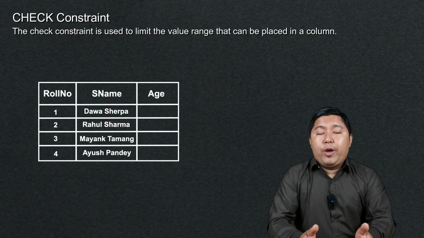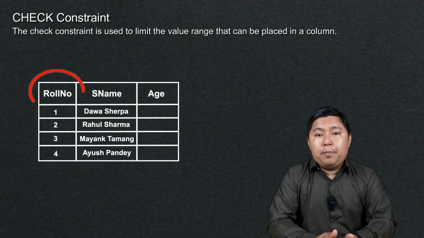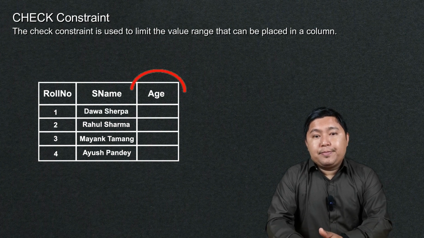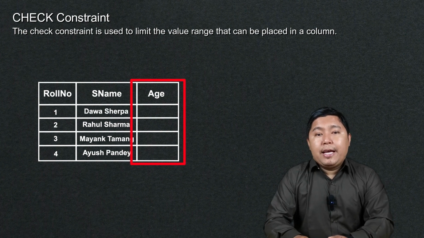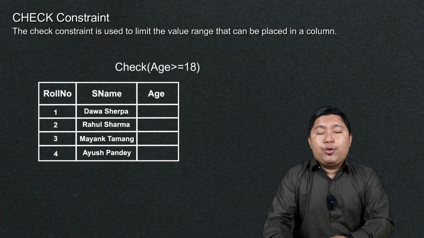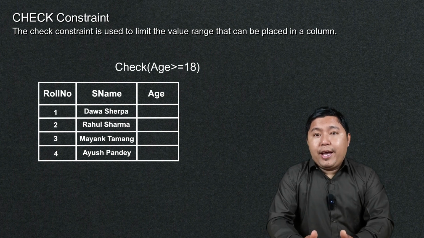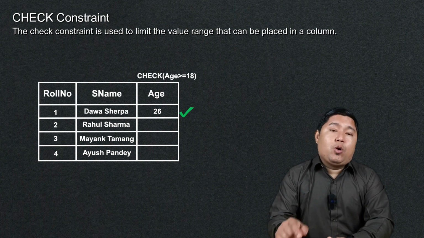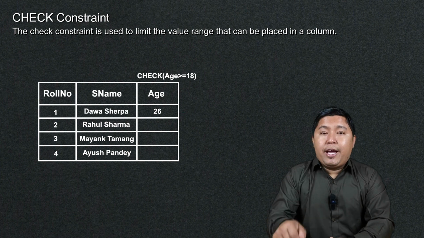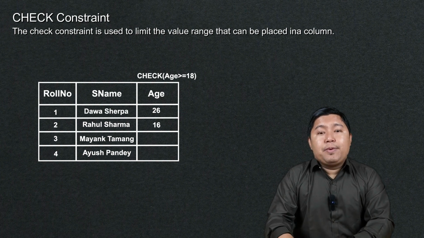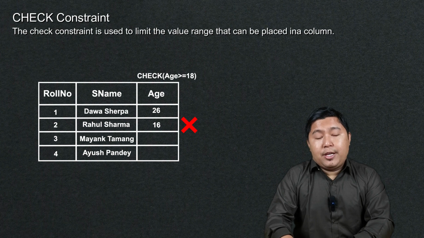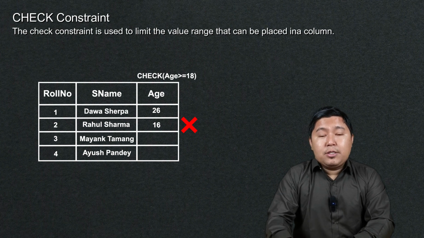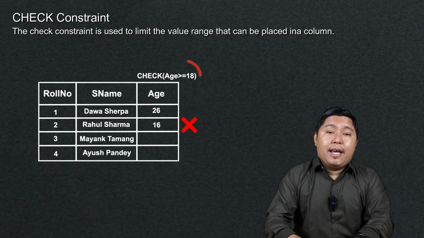For example, we have three columns: student roll number, student name and age. And here in the age column we will give a condition: check age is greater than equal to 18. If we enter in the first row in the age column 26, then this value will be inserted into this column. But if we enter here 16, then this value will not be inserted into this column. Why? Because this value is less than 18.